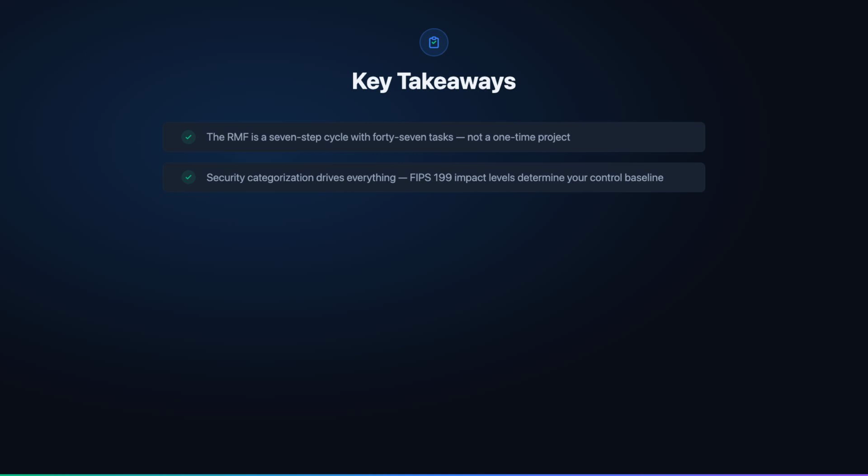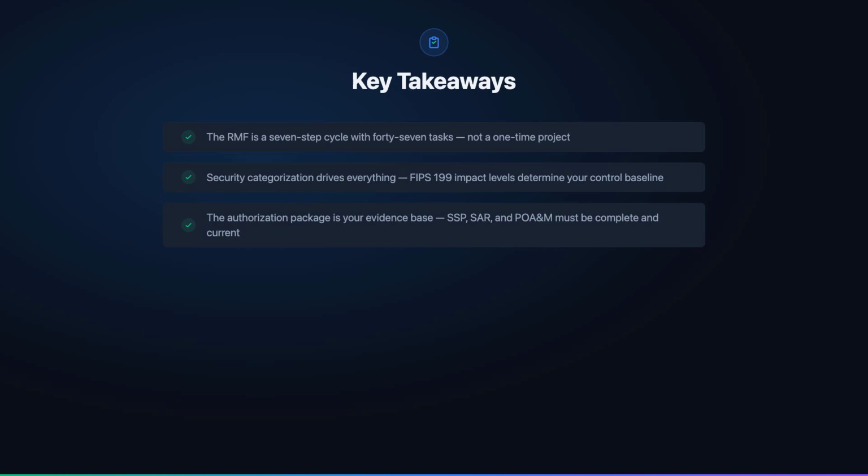Second, security categorization drives everything. The FIPS 199 impact levels you assign, low, moderate, or high, for confidentiality, integrity, and availability determine which control baseline you start with. Getting the categorization right is critical because it sets the scope and rigor for the entire process.